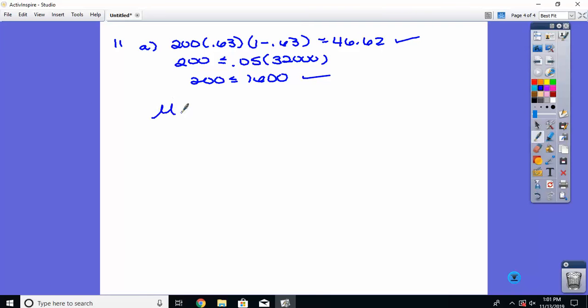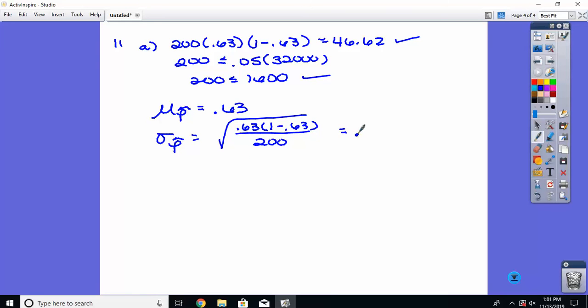Then your mean for p hat is just your p-value, which was 0.63. Sigma for p hat, square root of p times 1 minus p over n, which was 200. You get 0.034139. There's a reason we just calculated this. From here on out, when I talk about a mean or a standard deviation, I'm using these.